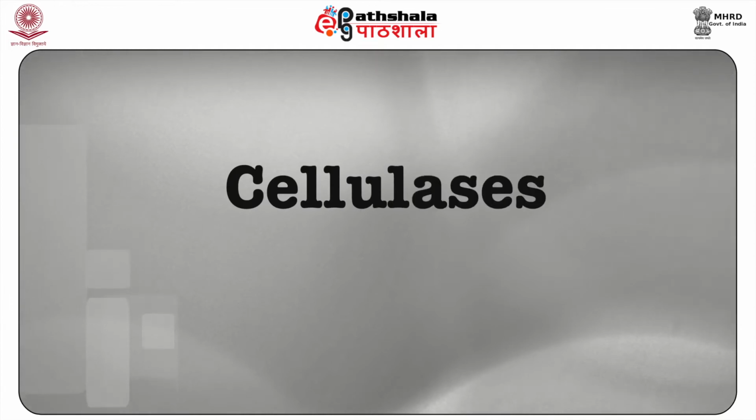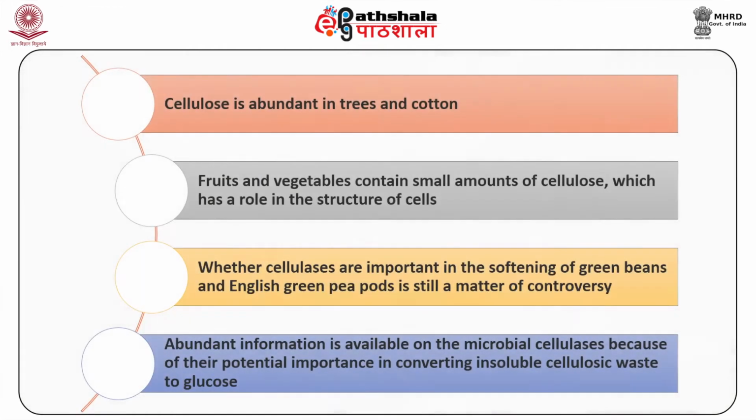However, it is not clear yet whether the protopectinase activity in plants is due to the combined action of pectin methylesterase and polygalacturonase or to a true protopectinase. Let us now come to the discussion of cellulases. Cellulose is abundant in trees and cotton. Fruits and vegetables contain a small amount of cellulose, which has a role in the structure of cells.